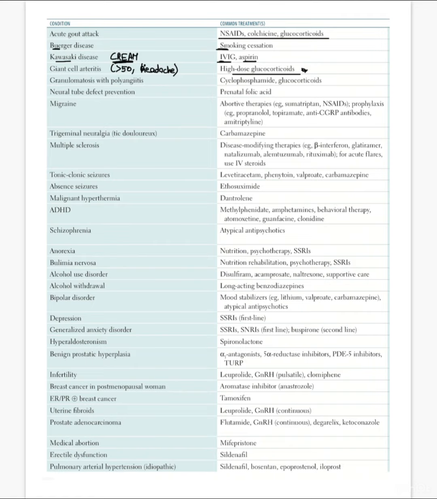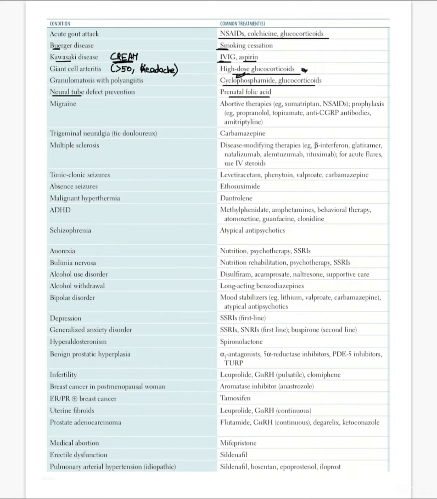Then granulomatosis with polyangiitis, guys, that is Wegener's disease. So cyclophosphamide and glucocorticoid. Side effect of cyclophosphamide, guys, is hemorrhagic cystitis, treated by mesna. Then neural tube defect, guys, we require folic acid, that is prenatal folic acid we advise, guys.